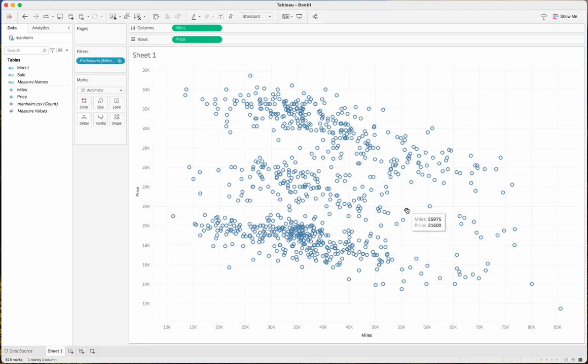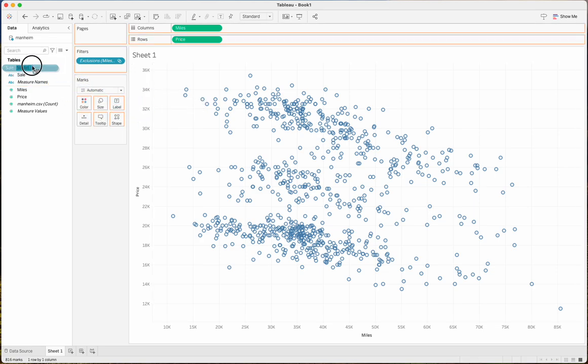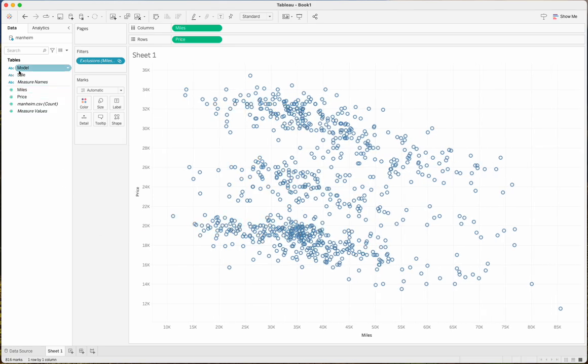Now, in this visualization, we see something pretty straightforward: really three different bands. If you have three different bands, what could those potentially correspond to? Those potentially correspond to the model of the car. So I'm going to take the model of the car pill and drop it over the color mark. Whoops, I'm sorry, that was sale. I'm going to remove that. I'll take the model of the car and drop it over the color pill.